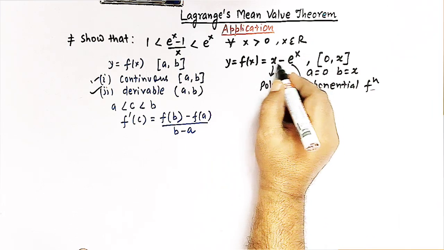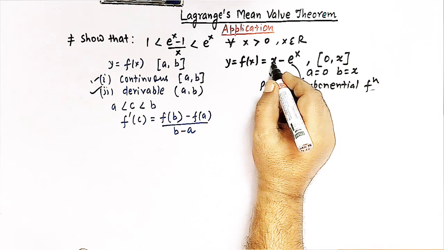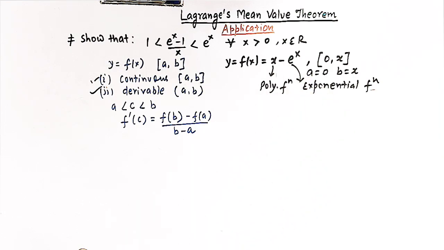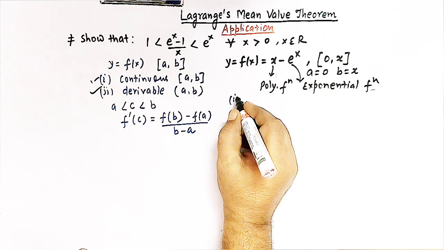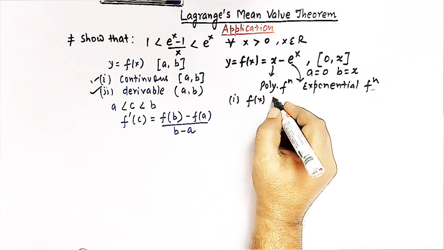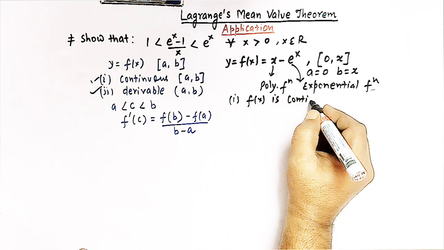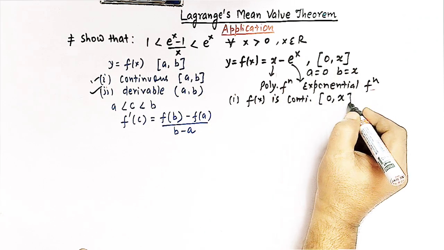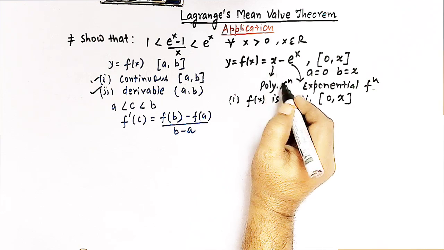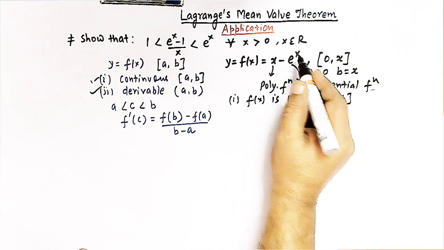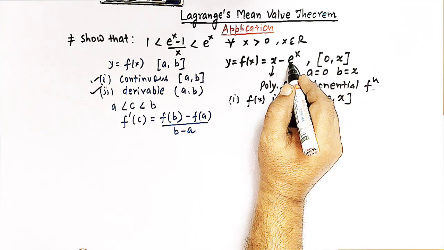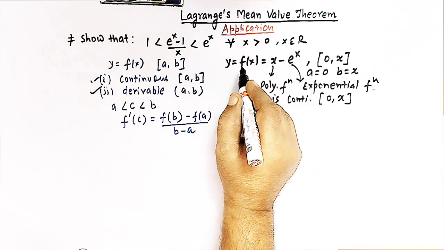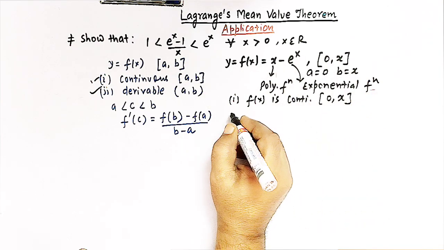So this is the difference of two continuous functions, and the difference and the sum of two continuous functions is again a continuous function. So here this function f of x is continuous in the interval a comma b, which here is the interval 0 comma x, because x is a polynomial function, which is continuous, and e raised to x is an exponential function, which is also continuous, and this is the difference of two continuous functions. So f of x is also a continuous function.